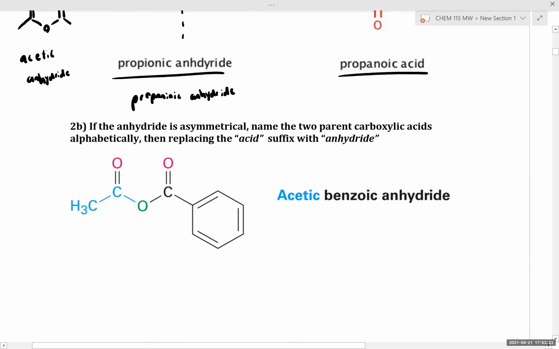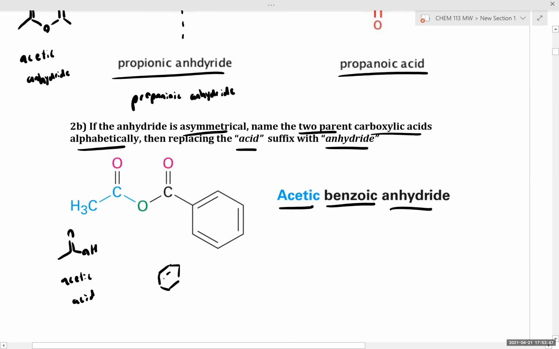So in this case, if your anhydride is asymmetrical, you have to name the two parent carboxylic acids alphabetically, then you replace the acid suffix with anhydride. So for example, this compound would be acetic acid, benzoic acid. So we call this acetic benzoic anhydride, derived from acetic acid and benzoic acid. Do the naming rules for asymmetrical and symmetrical anhydrides make sense to everyone?